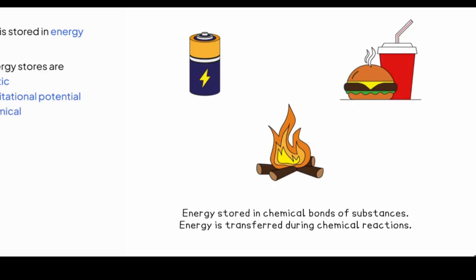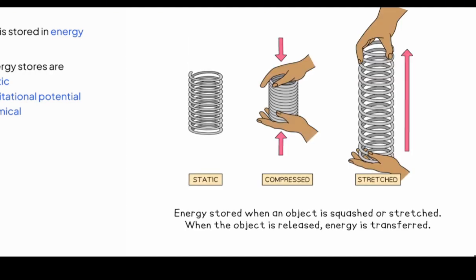Energy is stored in the chemical bonds of substances. When chemical reactions occur, energy is transferred to or away from the chemical energy store of the system. When an object is squashed or stretched, this is sometimes also called strain, energy is transferred to its elastic potential store. When the object is released, energy is transferred away from the object.